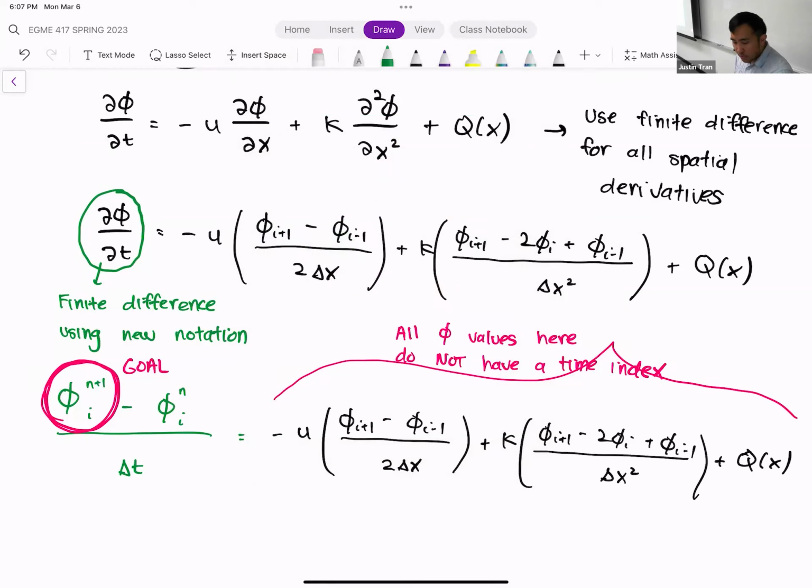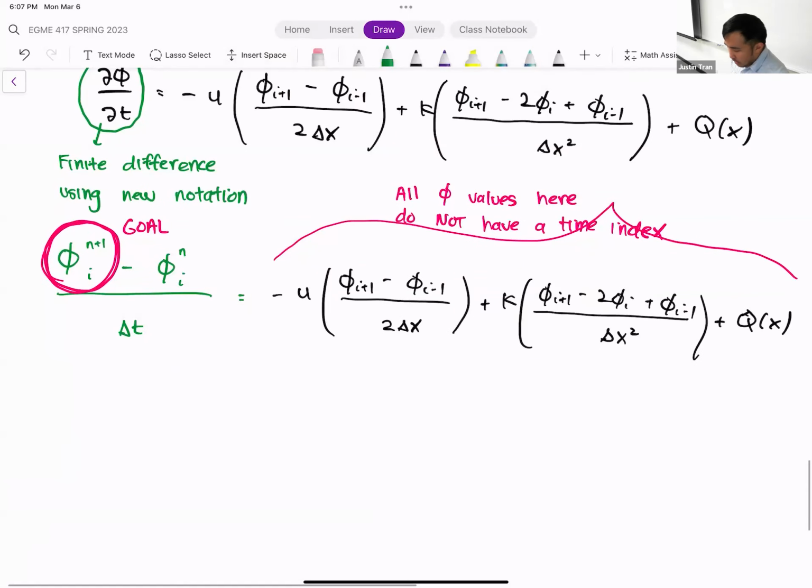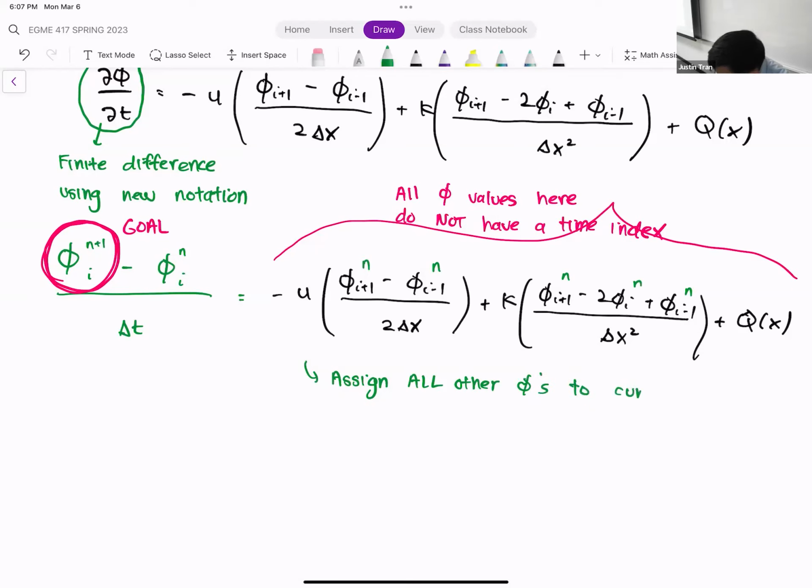Okay. And so we basically have two options here. We can assign them either n plus 1, the next time step, or we can assign them at n, the current time step. Okay. So initially, what we're going to do for explicit Euler is assign all of them to the current time step. Okay. And so we're going to put an n in the superscript for all of those other phi terms. Okay. Because that's necessary, because we need that to solve our equation.